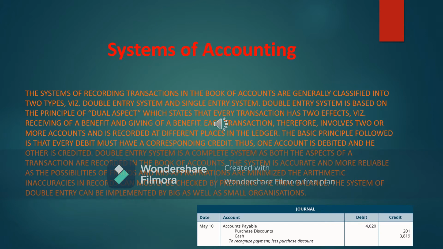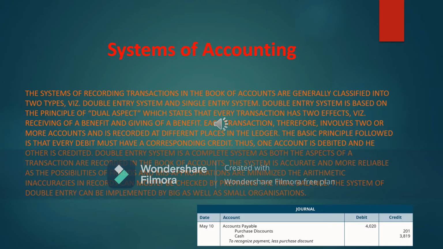the single entry system. The double entry system we have already studied, where we need to do the recording on two sides, debit and credit. Two or more accounts will be affected. The principle of dual effect states that every transaction has two effects: receiving of a benefit and the giving of a benefit. Each transaction therefore involves two or more accounts and is recorded at different places in the general ledger. The basic principle followed is that every debit must have a corresponding credit.